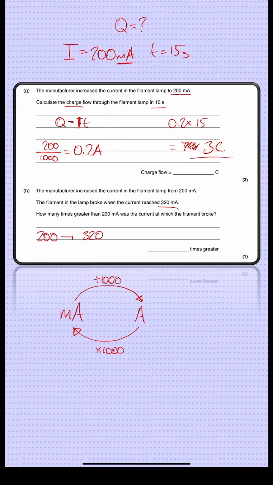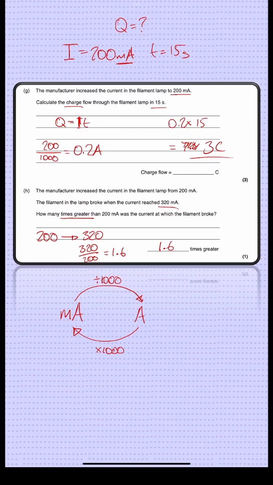From 200 to 320, what do you need to do to get from 200 to 320? How many times do you need to multiply it back? It's not asking how much you need to add, because it's saying how many times greater. What do you need to multiply it by? So what you can do, if you want to do it as a calculation, 320 divided by 200. And if you do that, yep, well done, guys, you get 1.6. So it's 1.6 times greater. So if you get 200, times it by 1.6, you should get 320.